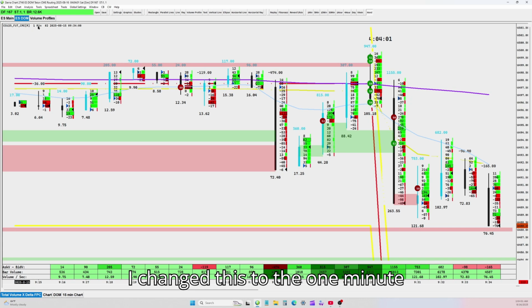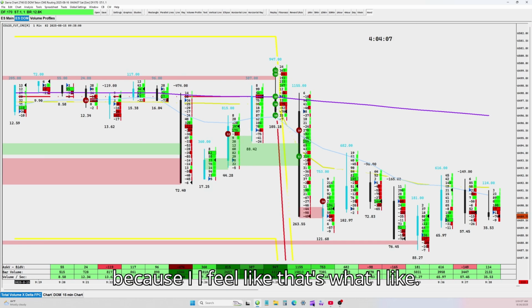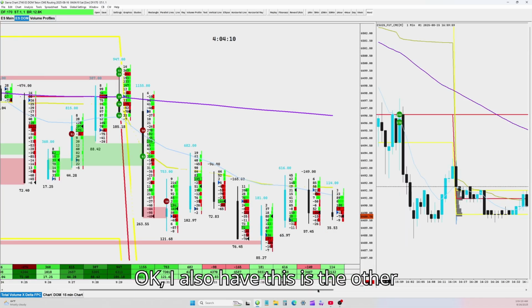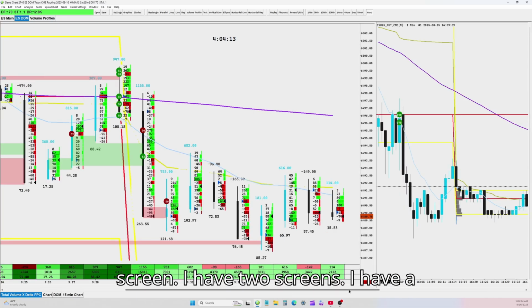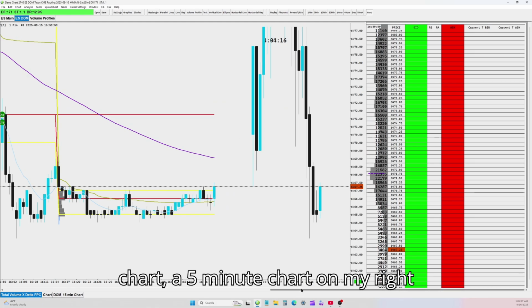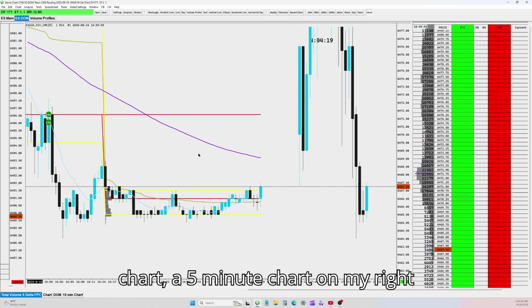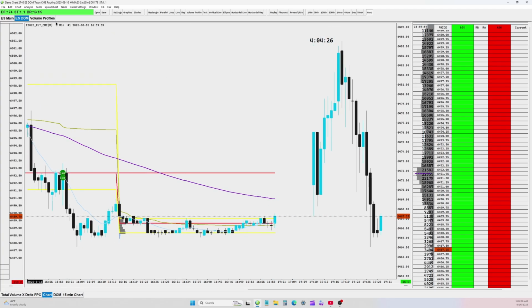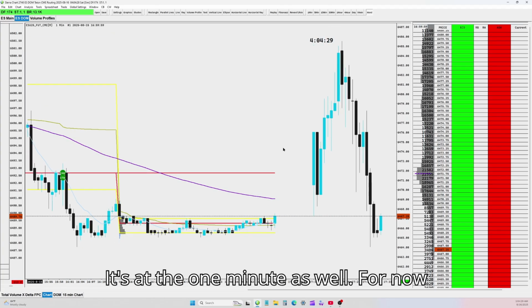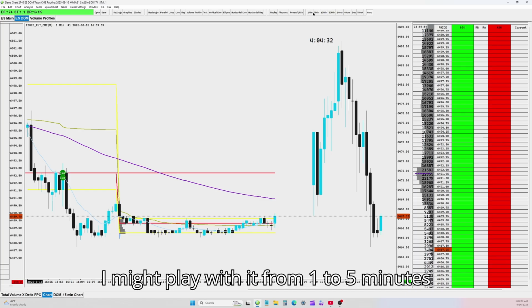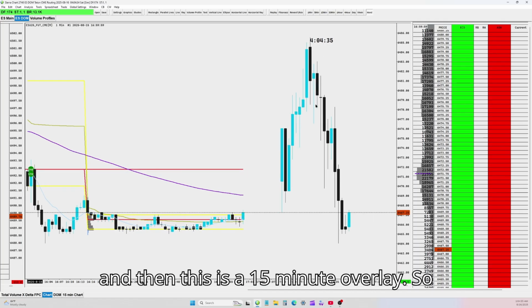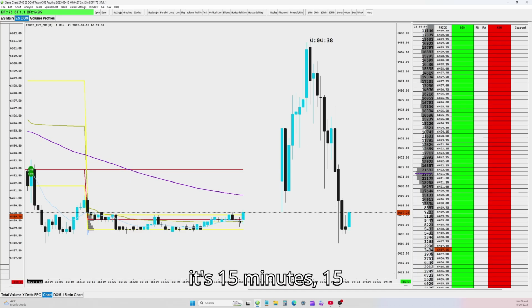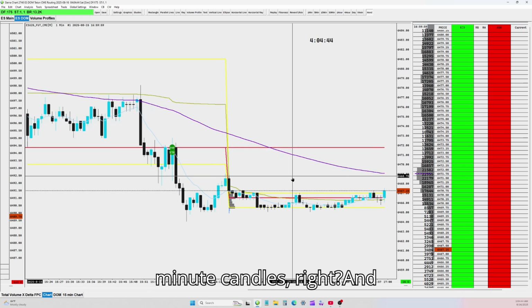I changed this to the 1 minute because I feel like that's what I like. I also have the other screen. I have two screens. I have a 5 minute chart on my right screen. It's at the 1 minute as well. For now, I might play with it from 1 to 5 minutes. And then this is a 15-minute overlay, 15-minute candles, right?